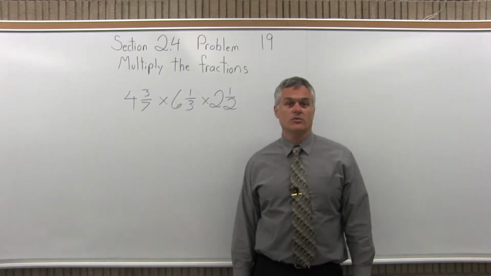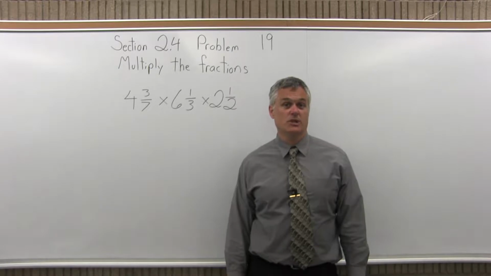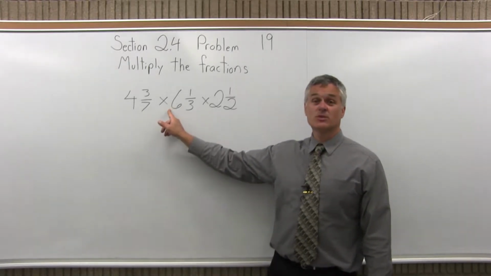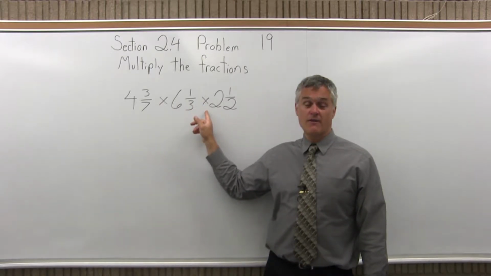This is Section 2.4, Problem 19. It says multiply the fractions, and we have three of them to multiply. 4 3/7 times 6 1/3 times 2 1/2.